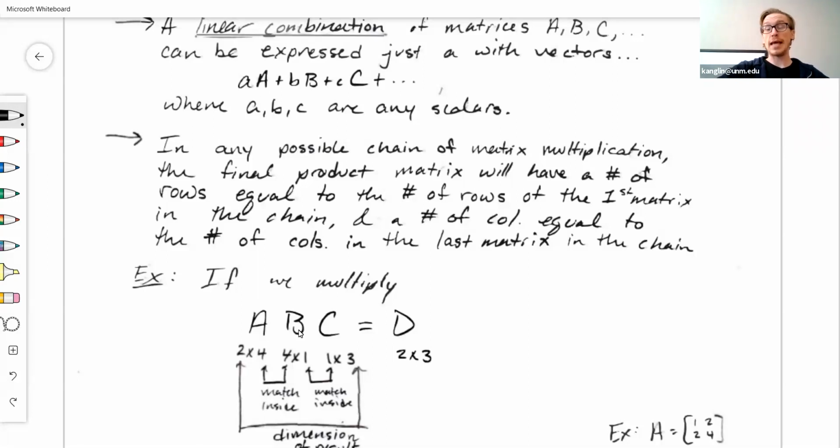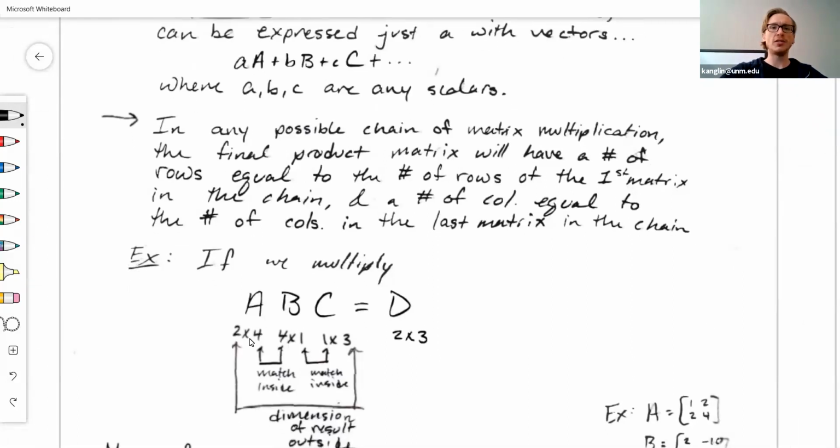If we multiply matrices A, B, and C in that order, A, then B, then C, from left to right, and that equals a matrix D, say we had these dimensions that I've written below on each of these matrices. A is 2 by 4, B is 4 by 1, C is 1 by 3, and D is 2 by 3. Well, just like we saw when multiplying any two matrices, we need those inner dimensions to match, and the outer dimensions give us the size of the product matrix.